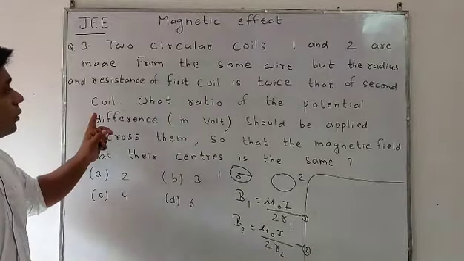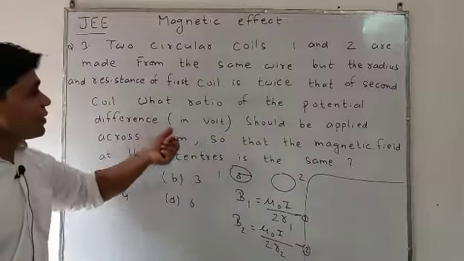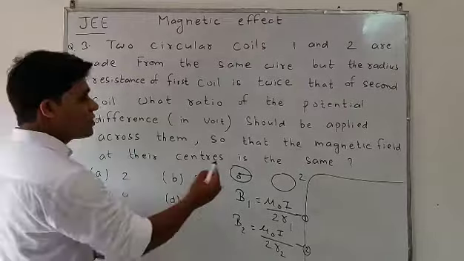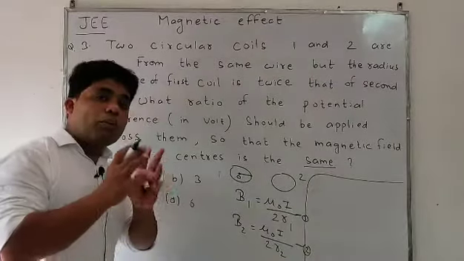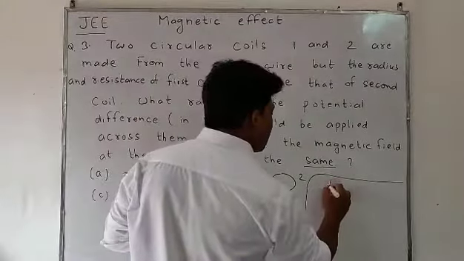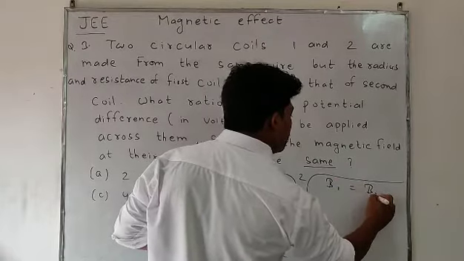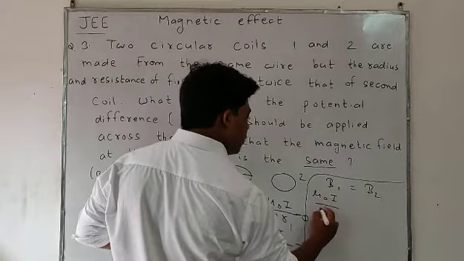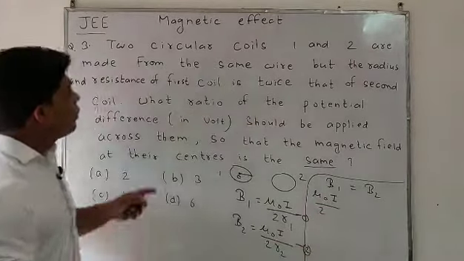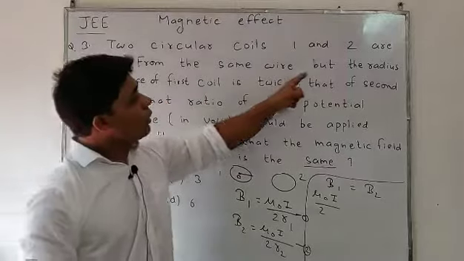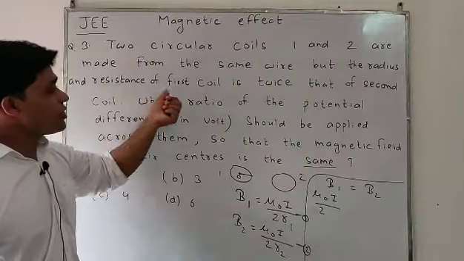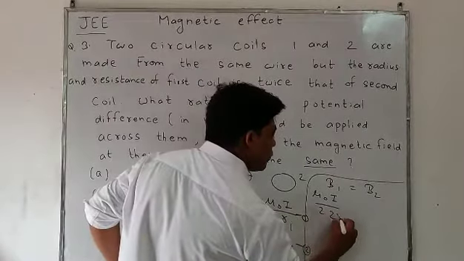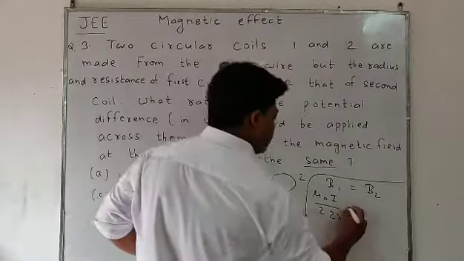We are asked what ratio of the potential difference in volts should be applied across them so that the magnetic field at their center is the same. Both having the same magnetic field is the given condition, so B1 equals B2. Put the value of B1, mu naught I upon R1. The radius and resistance of the first coil are twice those of the second, so R1 is written as 2R.